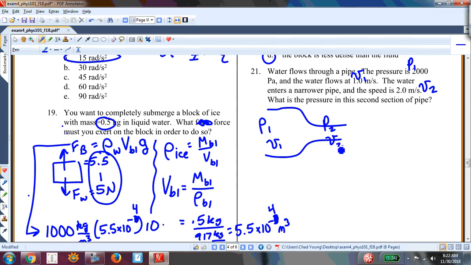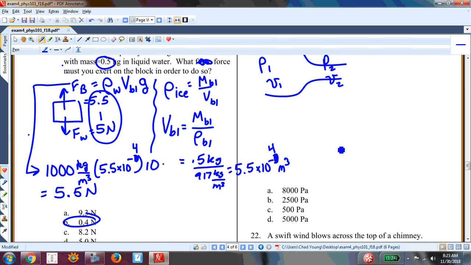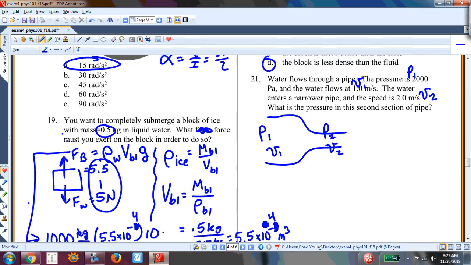Now I know that V2 is increased. That's why I was able to draw the pipe like this, because it gets narrower, and by the equation of continuity, the velocity has to go up. I also know that when the velocity goes up, the pressure must decrease. So I know right off that P2 must be less than P1. And since P1 is 2,000, oh shoot, well, I can go ahead and tell you the answer is C right away. But let's go ahead and work it out.